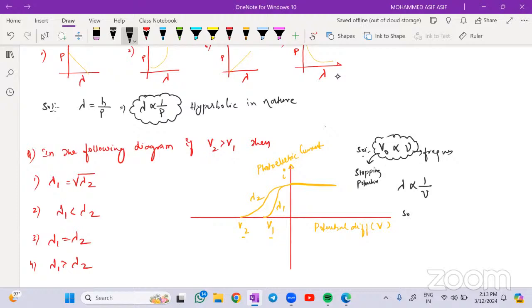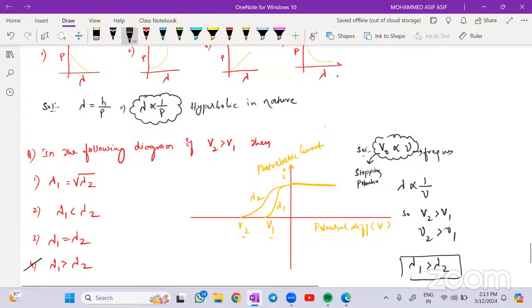So V2 is greater than V1. So I can say that mu2 will be greater than mu1. Isn't it? So I can say that lambda 1 will be greater than lambda 2. So what is the option I can write right now here? Fourth option. Very good. Am I clear?